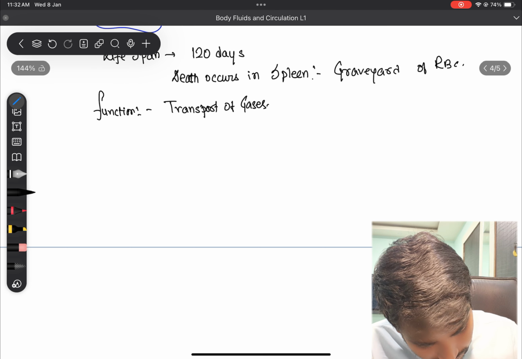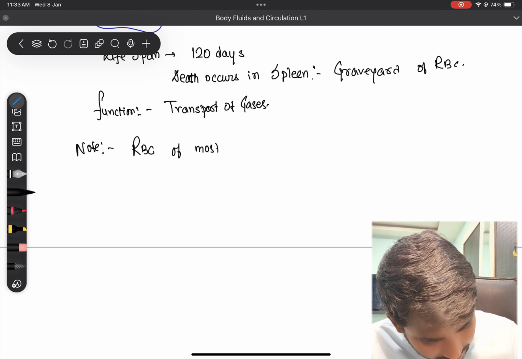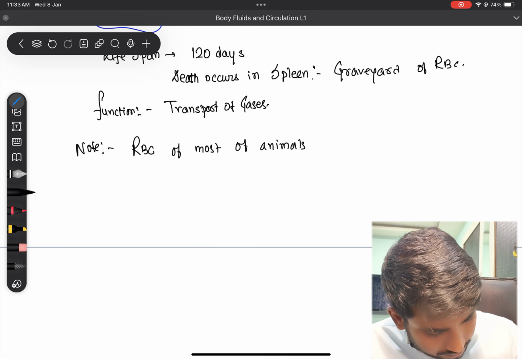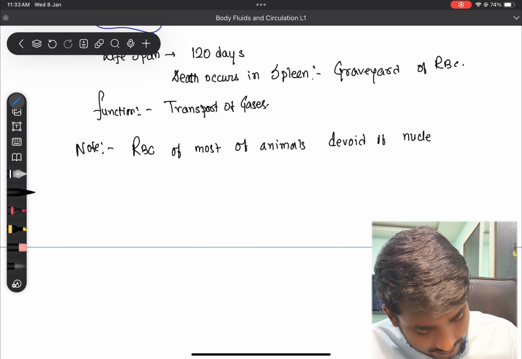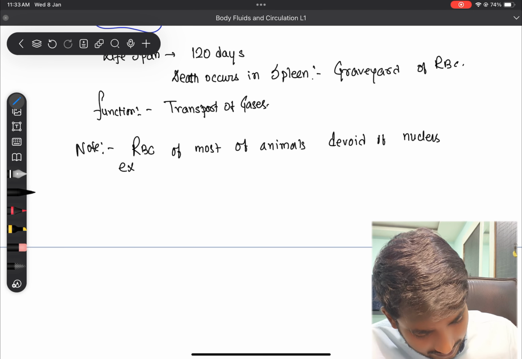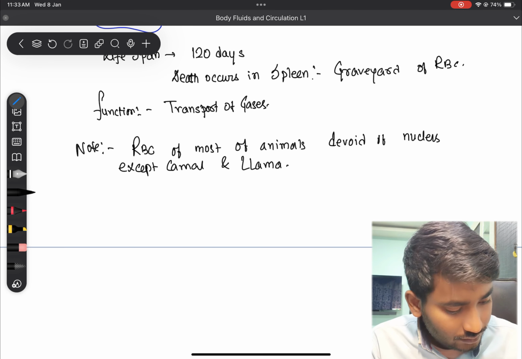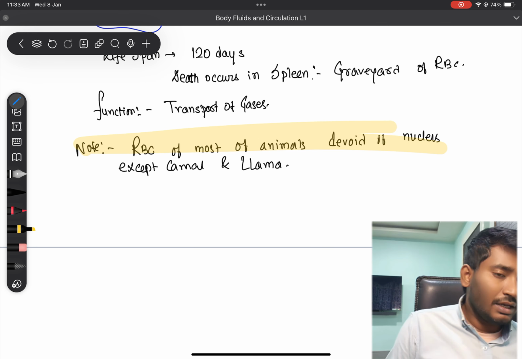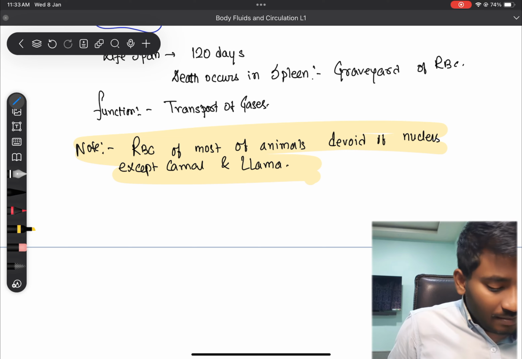Note: RBCs of most animals are devoid of a nucleus, except camel and llama. It is very important. Okay, RBCs of different animals lack a nucleus except camel and llama.